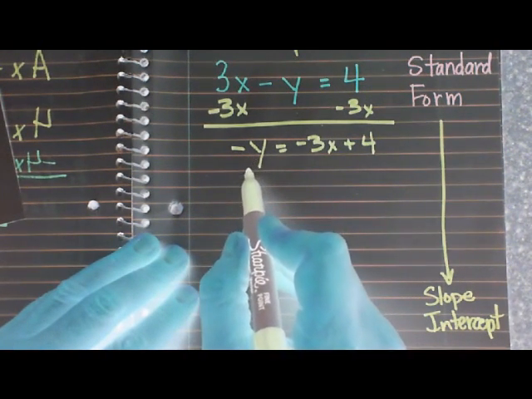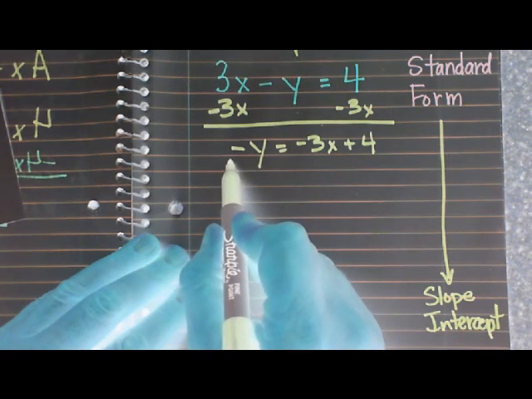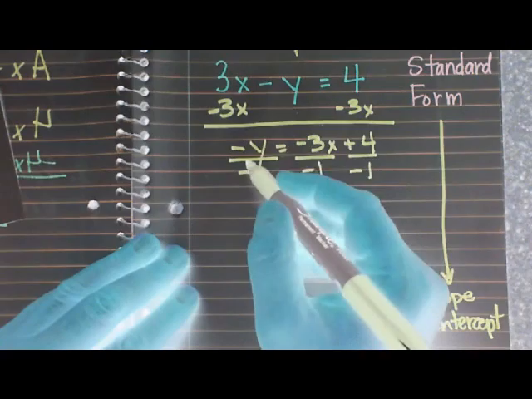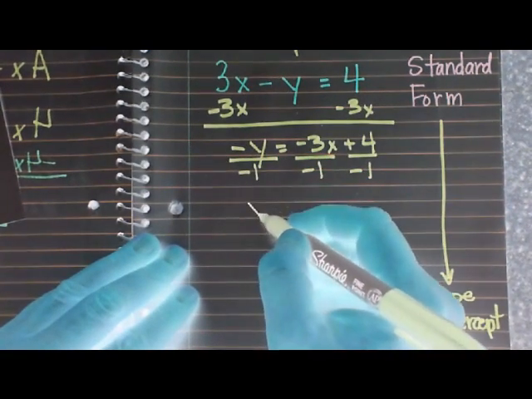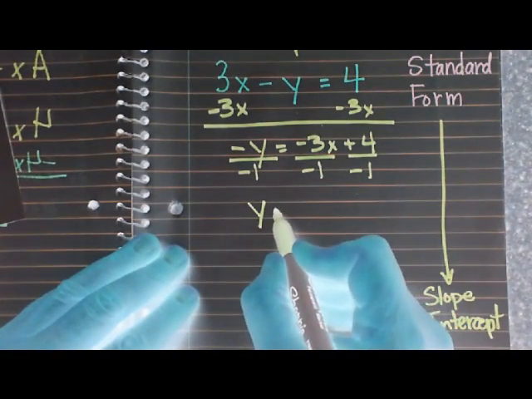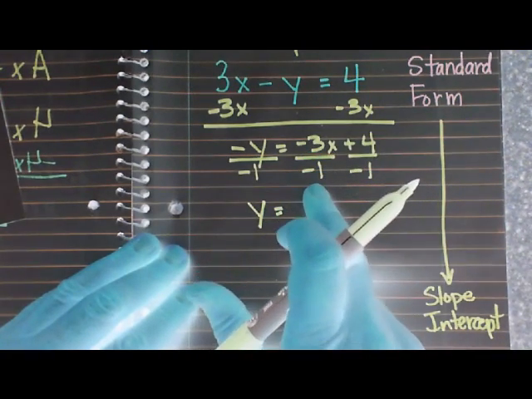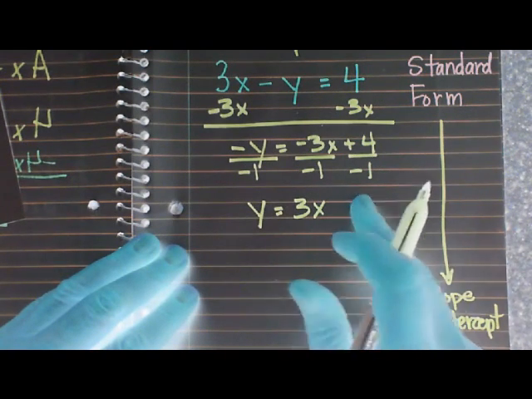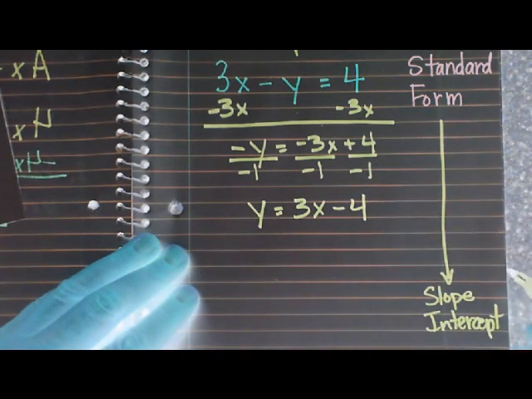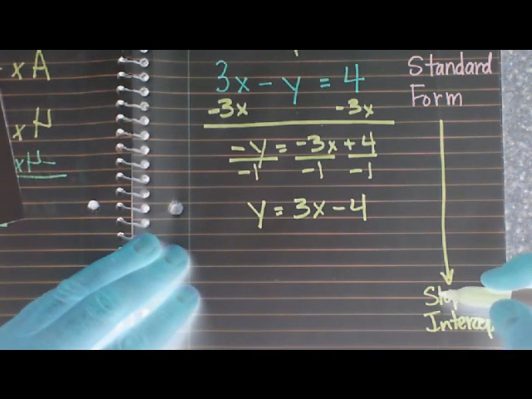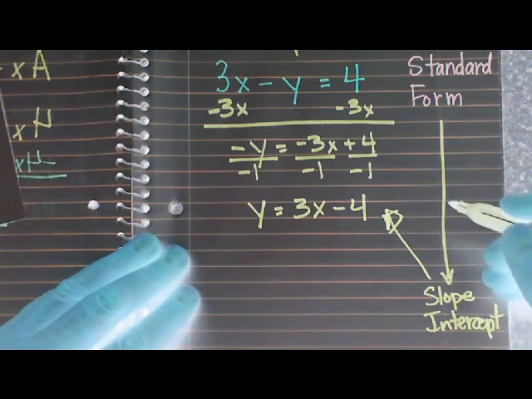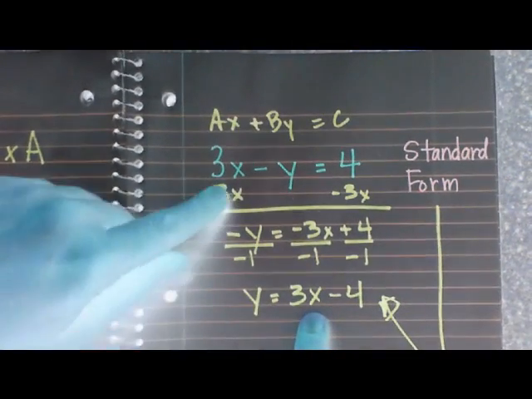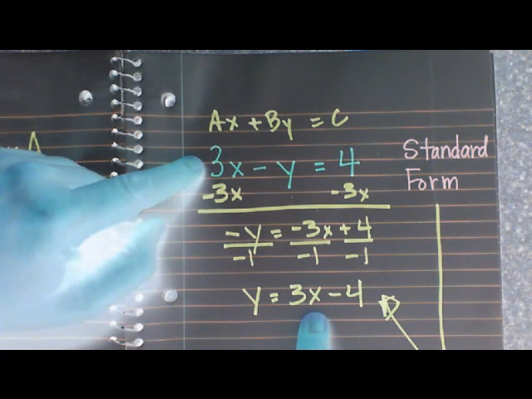We have a negative y. We don't want a negative y, so we'll divide each term by negative 1. Negative 1 over negative 1 is just 1, so now we have the y by itself, which is what we want. Negative 3x divided by negative 1 is 3x, and 4 divided by negative 1 is equal to negative 4. And I didn't get that far, but this would be the slope-intercept form of a line that started out as a standard form.